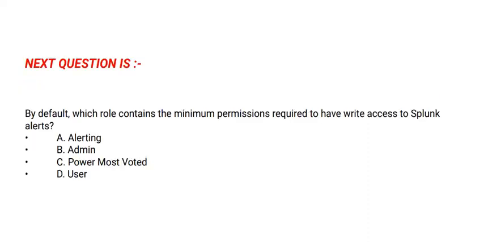Now, the question is, by default, which role contains the minimum permissions required to have write access to Splunk alerts? Options are option A, alerting, option B, admin, option C, power, most voted, and option D, user. The correct option is option C.